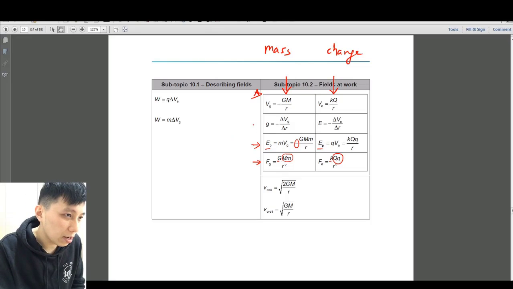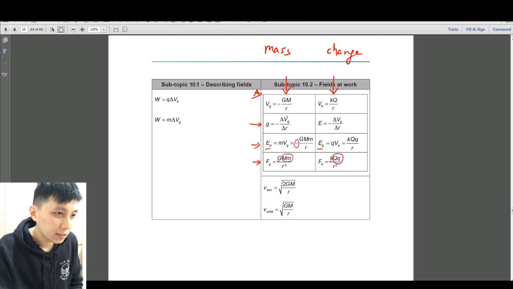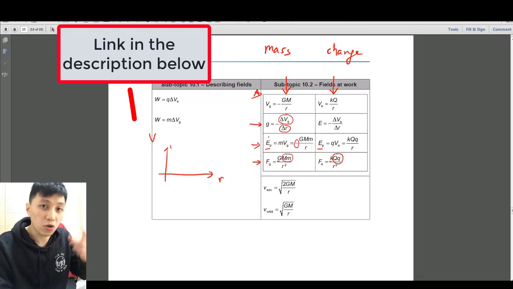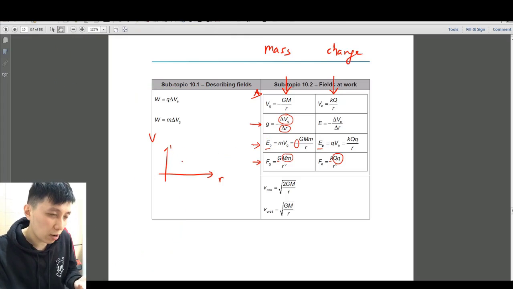Okay, moving on. Here we can see that this is the gravitational field strength. You can find it by finding the gradient of the V against r graph, the potential against the distance. This is something that we mentioned in an earlier video. If you don't remember, you can go back and check it out. So for that graph, if you look at the gradient, that means the slope, then it will tell you the gravitational field strength.